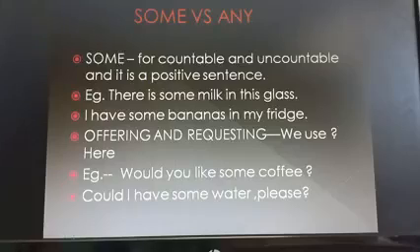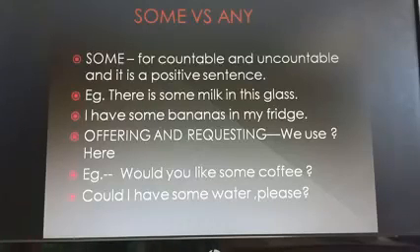Another one is some and any. You need not be confused with some and any. Some will be used for countable and uncountable, and it is for positive sentences. When you are talking in a positive way, you have to use some. For example, there is some milk in this glass. Milk is uncountable. You take a glass and you put some milk in the glass. You will say there is some milk in this glass because you can't count it.